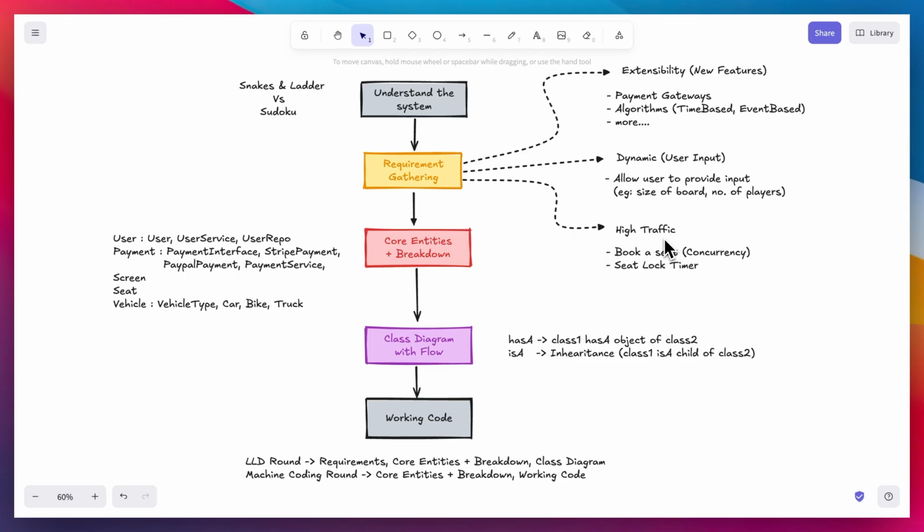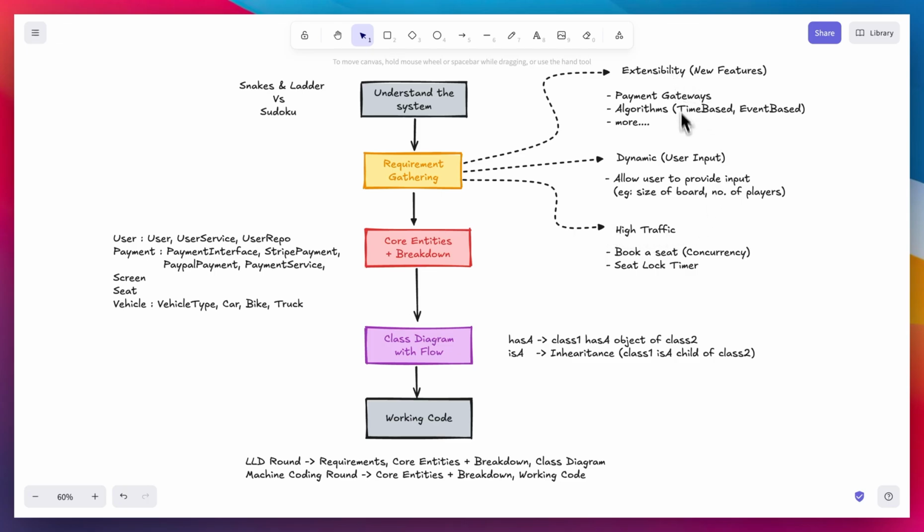The third is high traffic, or you can say concurrency. So assume that you have a website which allows the user to book a ticket. Now there is one movie going on and it has only one seat available, and two users are simultaneously trying to book the seat. So obviously only one of them should get it, isn't it? That is the time when you have to deal with concurrency. So all the requirements related to concurrency will go under this category.